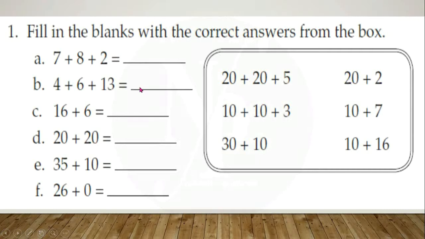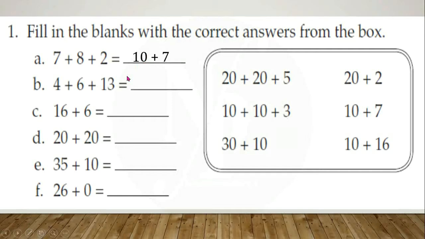So the required answer for question A is 10 plus 7, which is 17, which should be filled here. So we should write 10 plus 7 here. Now both sides will be equal. So if you see this again, 7 plus 8 is 15, and 15 plus 2 is 17, and 10 plus 7 is also 17. Now both of these are equal. So we have chosen this answer to fill the first blank.